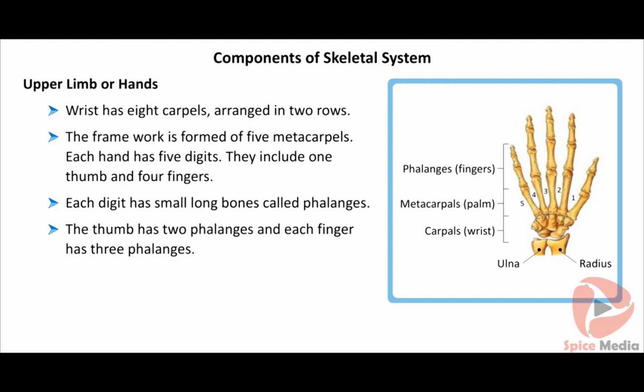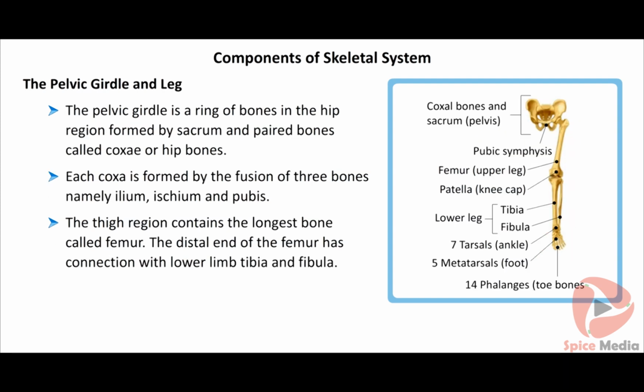Wrist consists of 8 carpals arranged in 2 rows. The framework of the hand is formed of 5 metacarpals. Each hand has 5 digits. They include 1 thumb and 4 fingers. Each digit has small long bones called phalanges. The thumb has 2 phalanges and each finger has 3 phalanges.